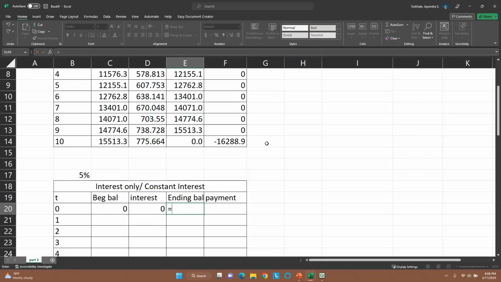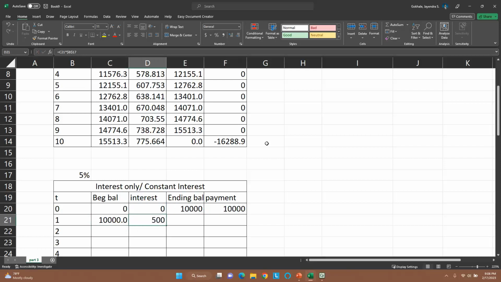Ending balance is beginning balance. No, actually no. Ending balance is at the beginning of this first period, or the end of the 0th period. We borrowed the 10,000, and it's a positive inflow for Mr. Alex D. And so the next period's beginning balance would be the previous period's ending balance.